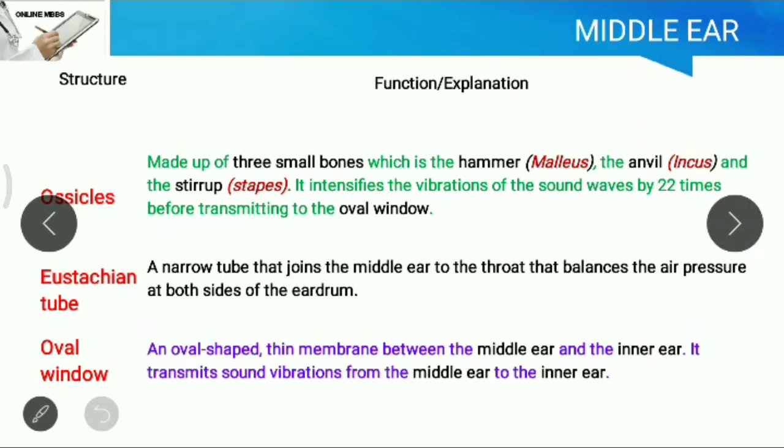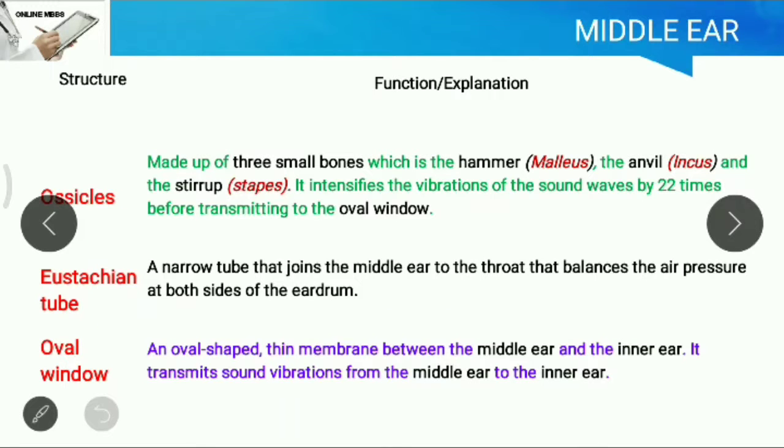Okay, structures of middle ear. They are ossicles, made of three small bones, which are the hammer, also known as malleus, anvil, incus, and stirrup, stapes. It intensifies the vibration of the sound waves by 22 times before transmitting to the oval window. And the Eustachian tube, a narrow tube that joins the middle ear to the throat, balances the air pressure at both sides of the eardrum.